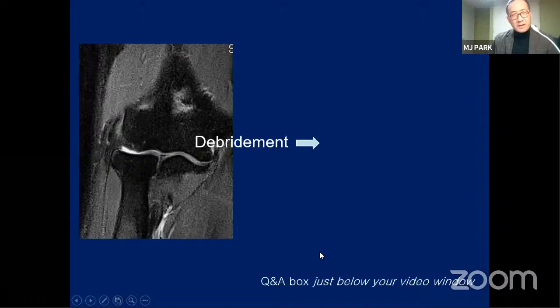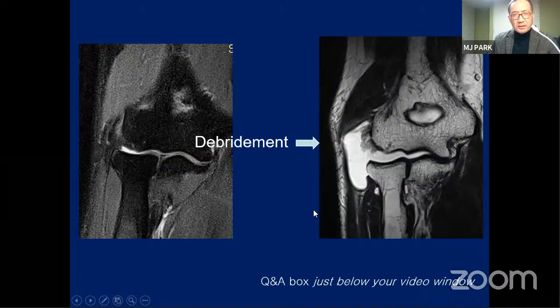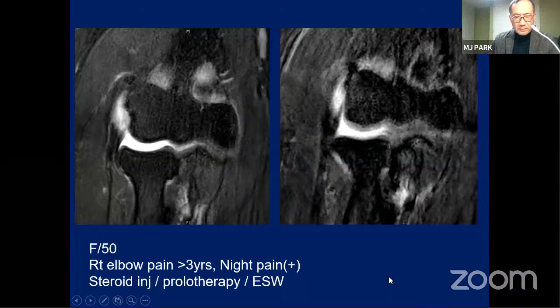Or sometimes, after the debridement, as a complication, total rupture can occur because of excessive removal of the tissue. So I always check the MRI before the operation, and frequently I find ligament insufficiency ranging from partial injury to total rupture. So if you are suspicious about a ligament injury, you had better choose open surgery to assess the ligament status.